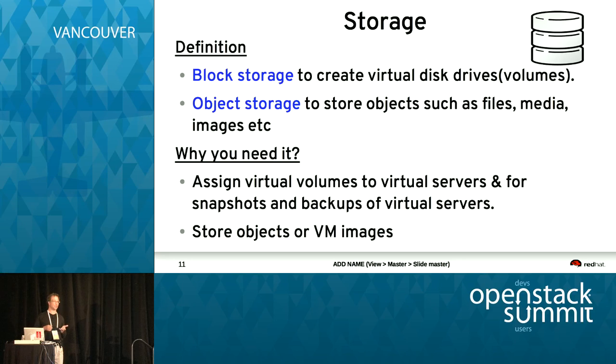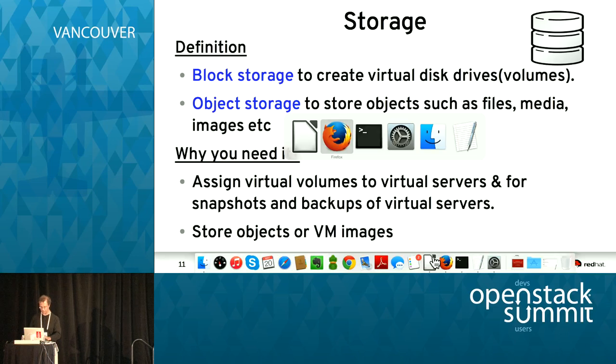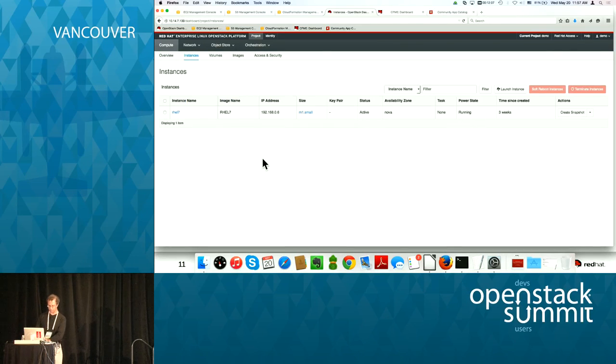And the second part is object storage. And object storage is for storing objects. So if you want a repository for storing files, simple images, photographs, Excel files, PDFs, just a place to store objects. So if we switch over and take a look at those.